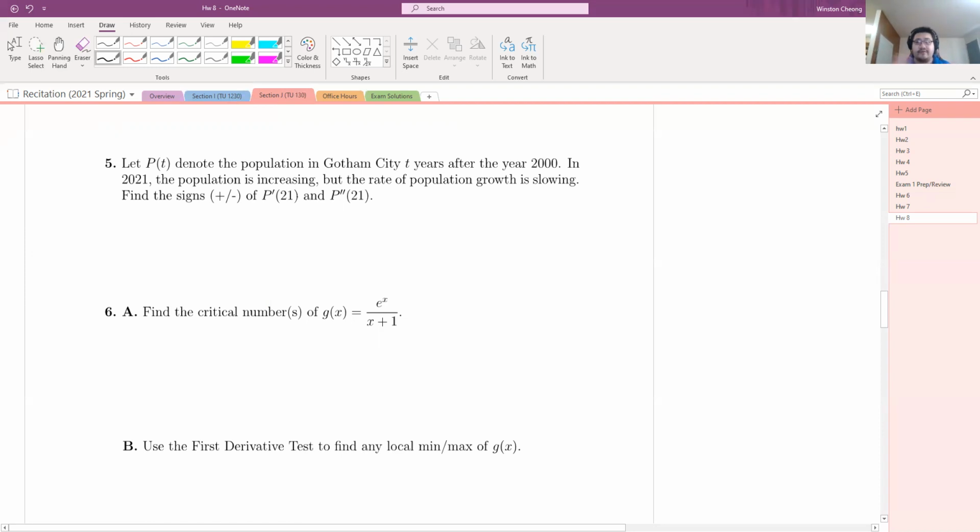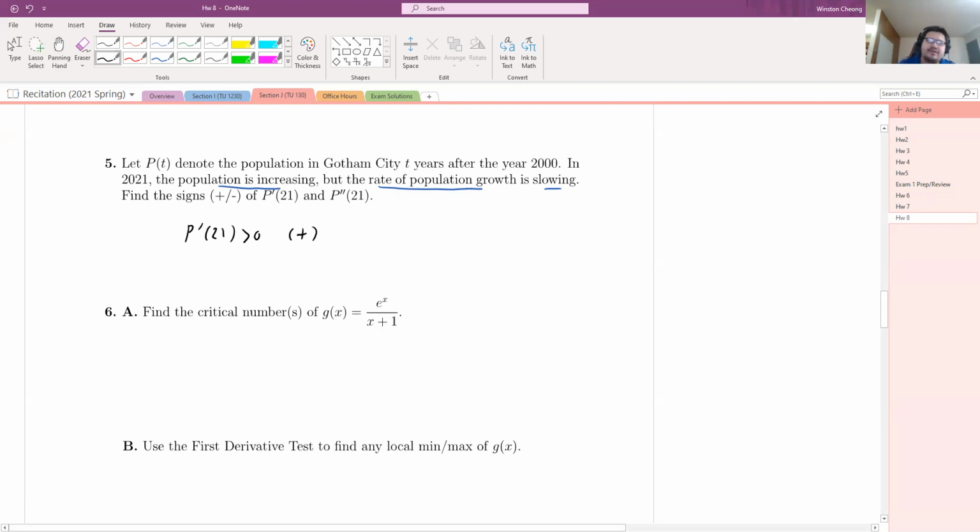All right. So 5 is actually very straightforward. 5, you just read the problem and you understand what it's saying. So the population is increasing. That tells you something about the first derivative. So that tells you that the first derivative is greater than 0. So therefore, I'm talking about plus. The rate of population growth is slowing.